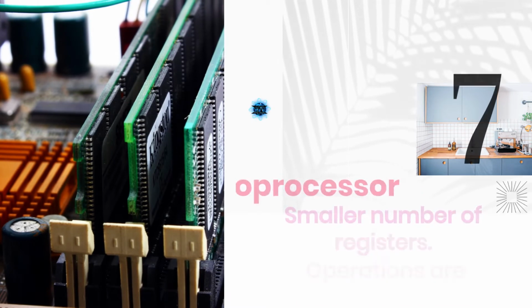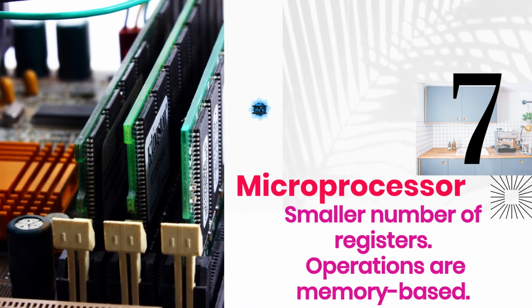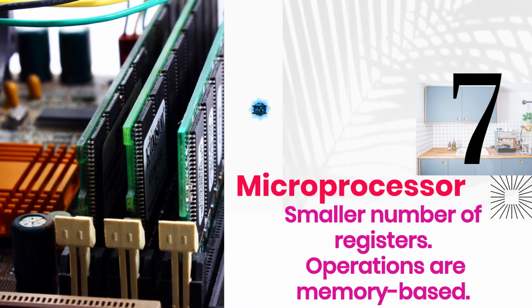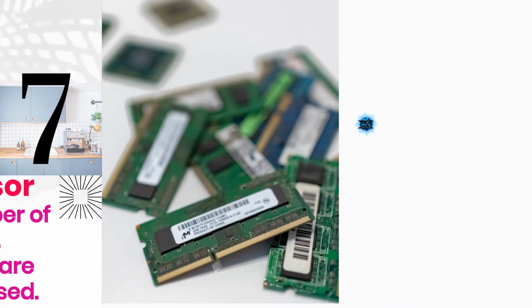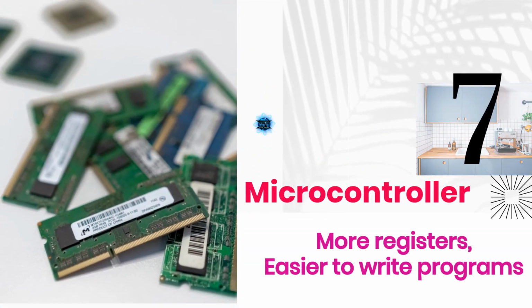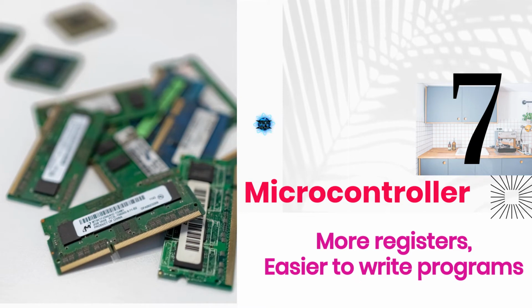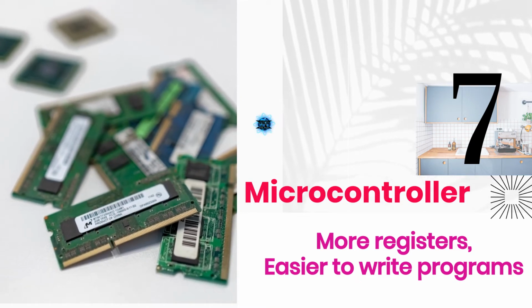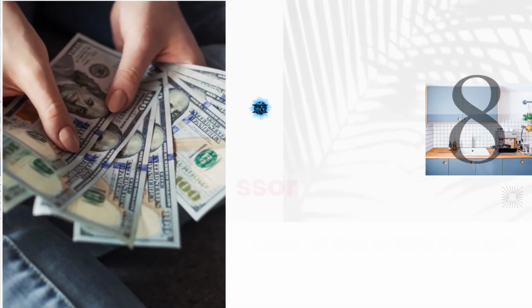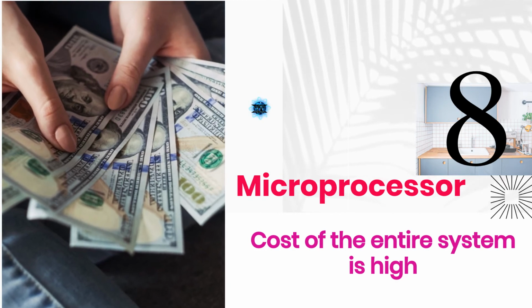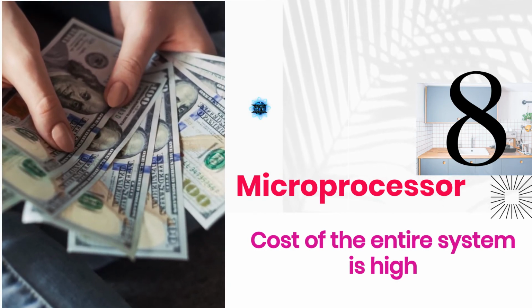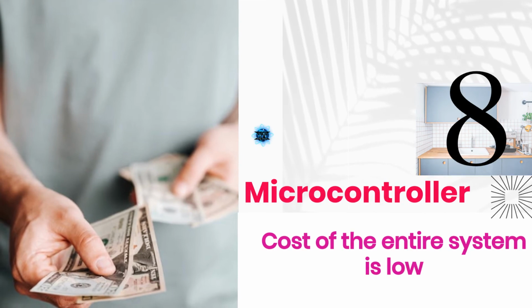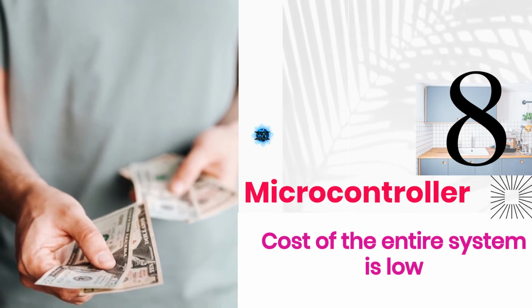The microprocessor has a smaller number of registers, so more operations are memory-based. The microcontroller has more registers. Therefore, the programs are easier to implement. In the case of the microprocessor, the overall cost of the system is high. In the case of the microcontroller, the overall cost of the system is less.